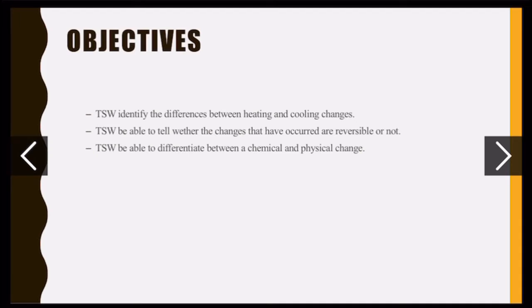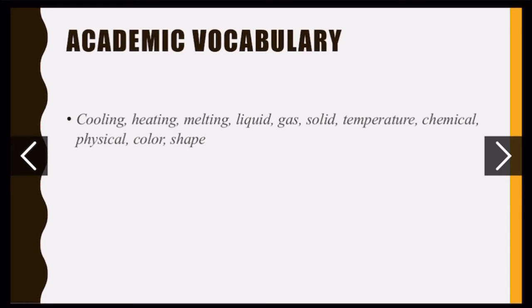And the objectives: the student will identify the differences between heating and cooling changes. They'll be able to tell whether the change that has occurred is reversible or not, and to differentiate between a chemical and physical change. The academic vocabulary: cooling, heating, melting, liquid, gas, solid, temperature, chemical, physical, color, and shape.